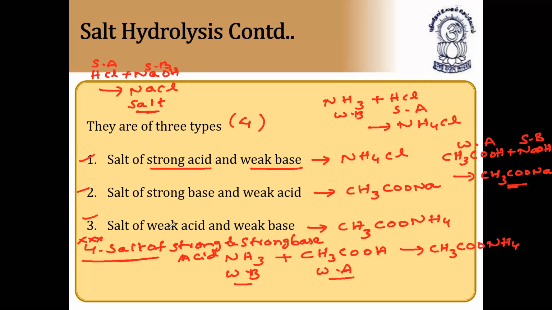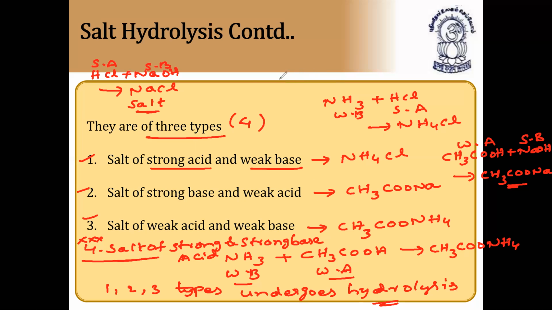And all the remaining types of salts, like ammonium chloride, sodium acetate, and ammonium acetate, undergo hydrolysis. Salt of weak acid and weak base undergoes hydrolysis, and salt of strong base and weak acid also undergoes hydrolysis. So 1, 2, 3 type salts undergo hydrolysis. Hydrolysis means when they dissolve in water. So salts of 1, 2, and 3 will undergo hydrolysis, and the fourth type, salt of strong acid and strong base, will not undergo hydrolysis. That's why we have taken only 3 types. So please note it down in your classwork.